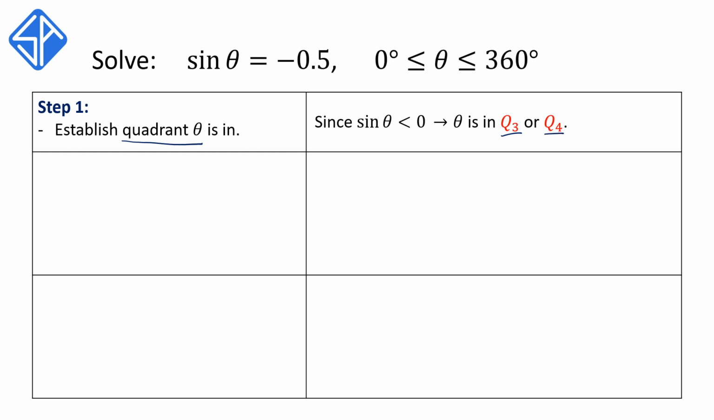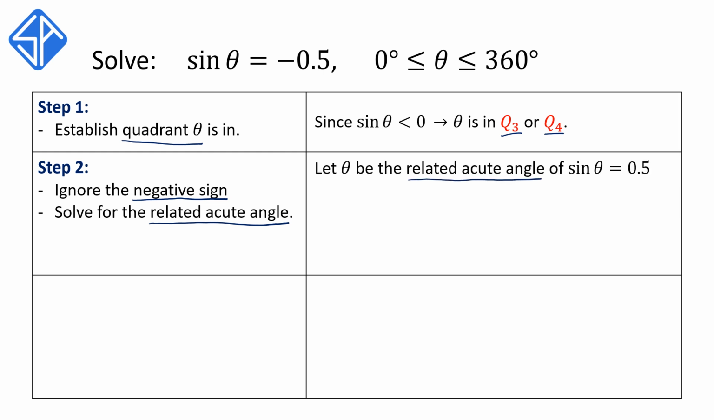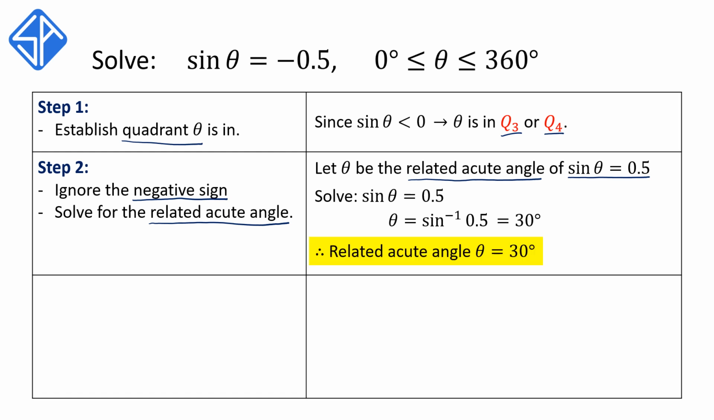Our second step is to begin solving the equation. First, we're going to ignore the negative sign in the equation and solve for the related acute angle. So we say, let theta be the related acute angle of sine theta is equal to 0.5. Notice how the negative sign in front of the 0.5 has been omitted. Then we solve sine theta is equal to 0.5. So theta is equal to inverse sine of 0.5, which is equal to 30 degrees. So this means that the related acute angle theta is equal to 30 degrees.